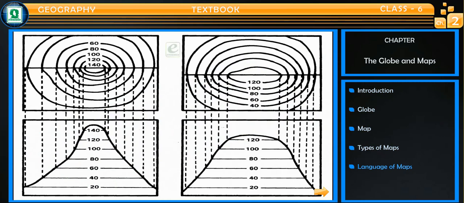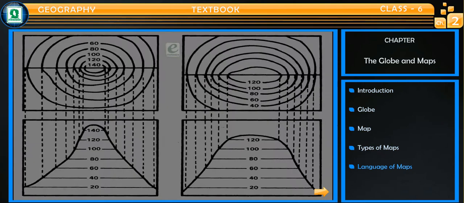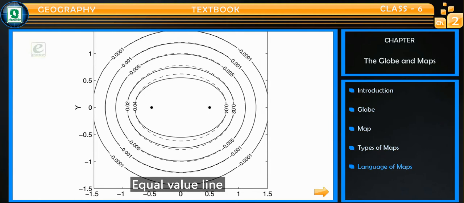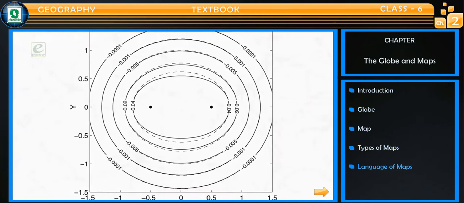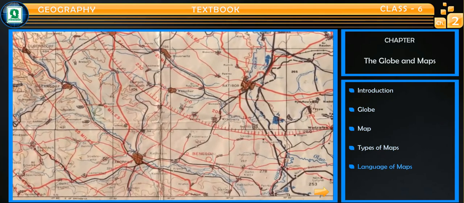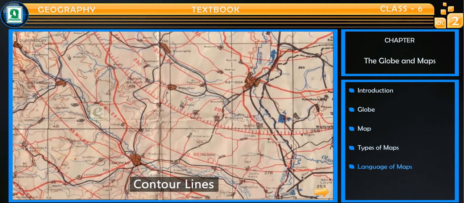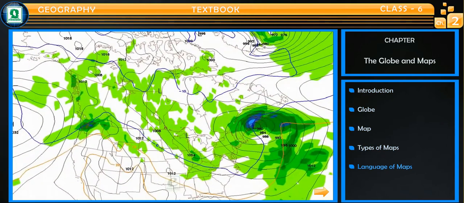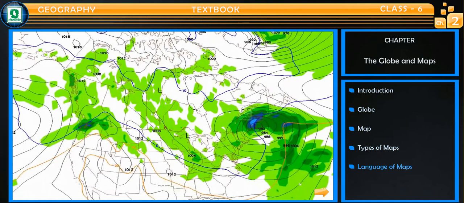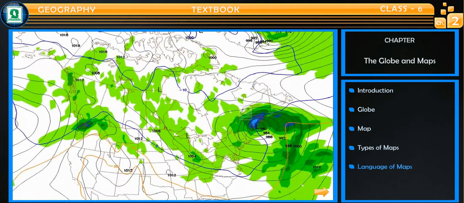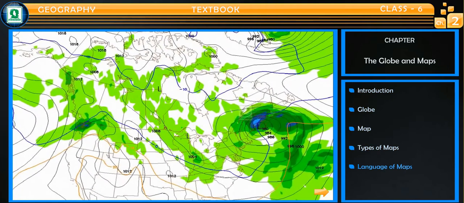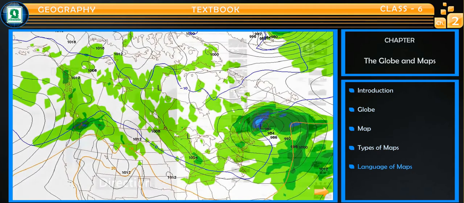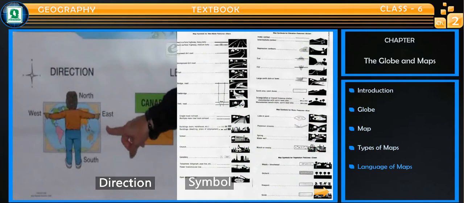Lines are also used to show information on the maps. Lines of equal value are drawn to show height of places. Such lines which join places of the same height are called contour lines. Similarly, temperatures of various places is shown by lines joining places with the same temperature. These are called isotherms. Now you have understood the directions, symbols of a map.